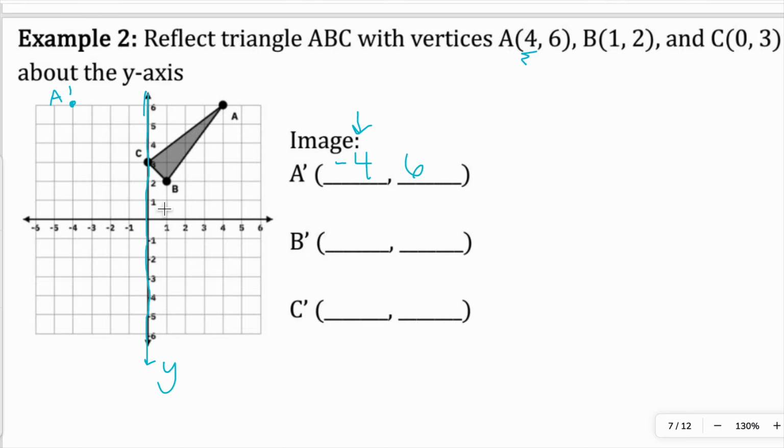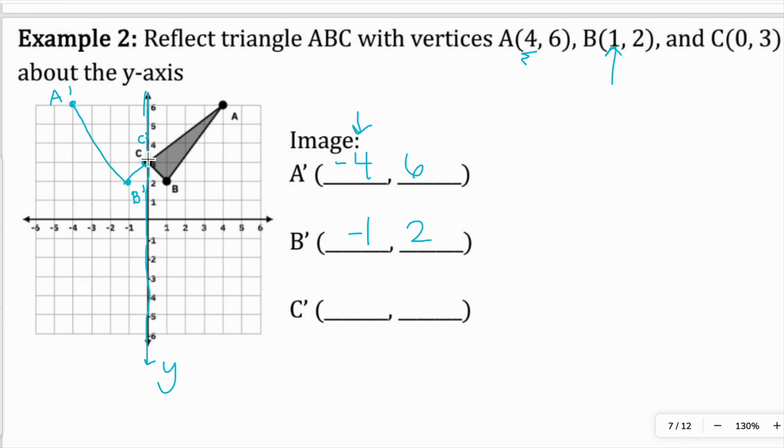Point B is at 1, 2, so I'm 1 step away from the y-axis. That means I'd be 1 step away on the other side. So now I am at -1, 2. Again, just that x value is changing. And then C is actually on the y-axis, so it will not change at all because it's 0 steps away from the y-axis, so I'd be 0 steps away on my reflection.